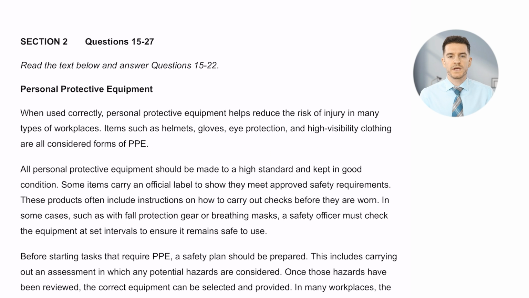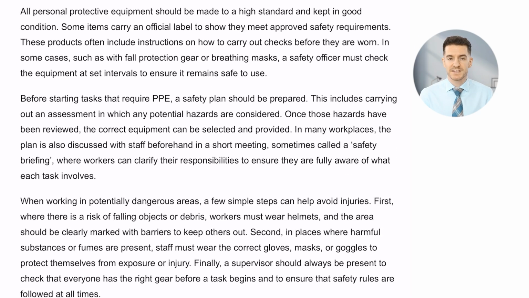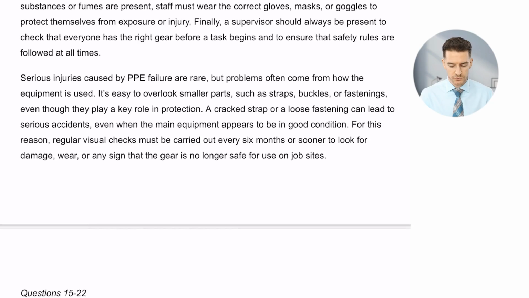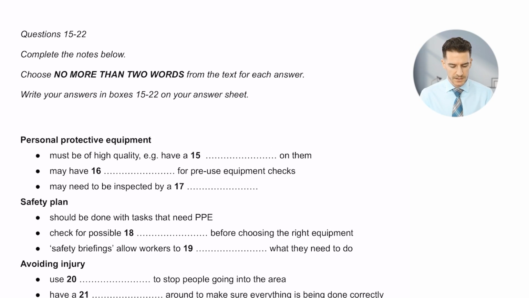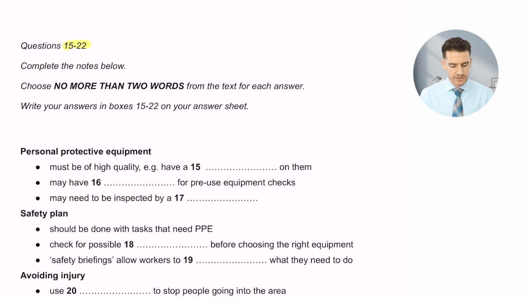All right, so on the screen right now, you can see the first text for section 2. Let's have a read. So section 2, questions 15 to 22. Read the text below and answer questions 15 to 22. Personal protective equipment. So like I said before, remember that section 2 will have texts related to the workplace. Now there's no reason to skim the text, so we can just go straight down to the questions for this one. Here they are. Questions 15 to 22.